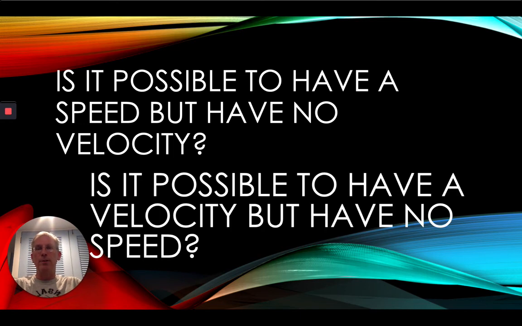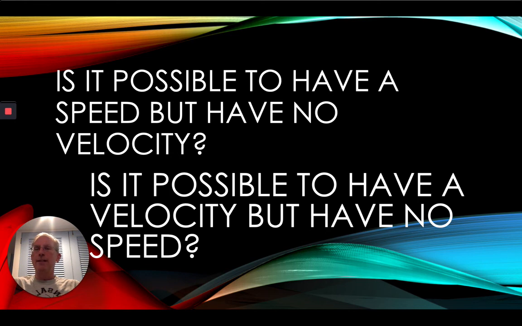Can we turn it around? Is it possible for me to say that, hey, I have a velocity of 60 miles an hour to the left, and you say, no, your speed's nothing. And for both of those things to be true at the same time? Nope, can't happen. Here's why.